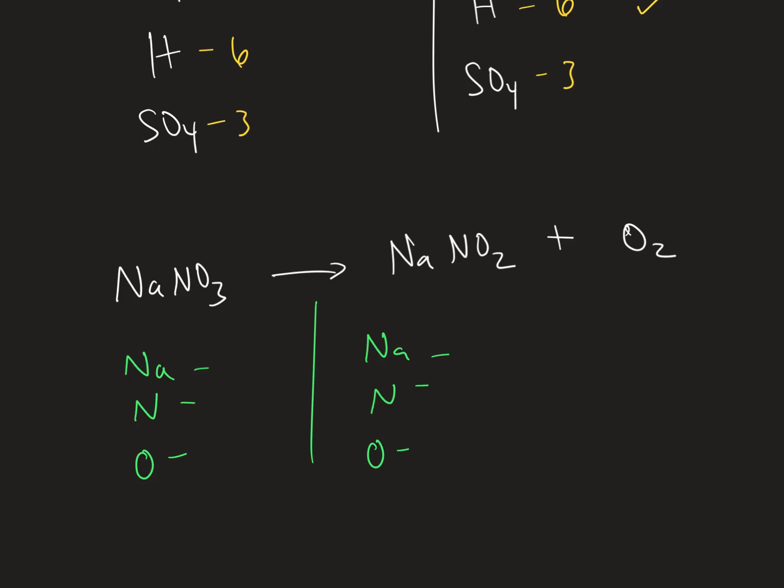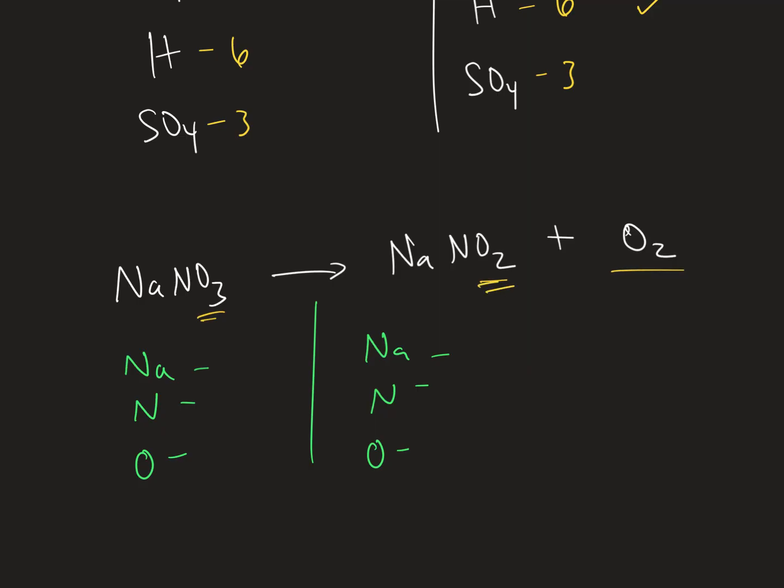Sodium and nitrogen are already balanced. Looks like we have to start with oxygen, right? Okay. So we have 3 on this side and 4 on this side. Well, we can't do least common multiple because there are 2 different numbers here.